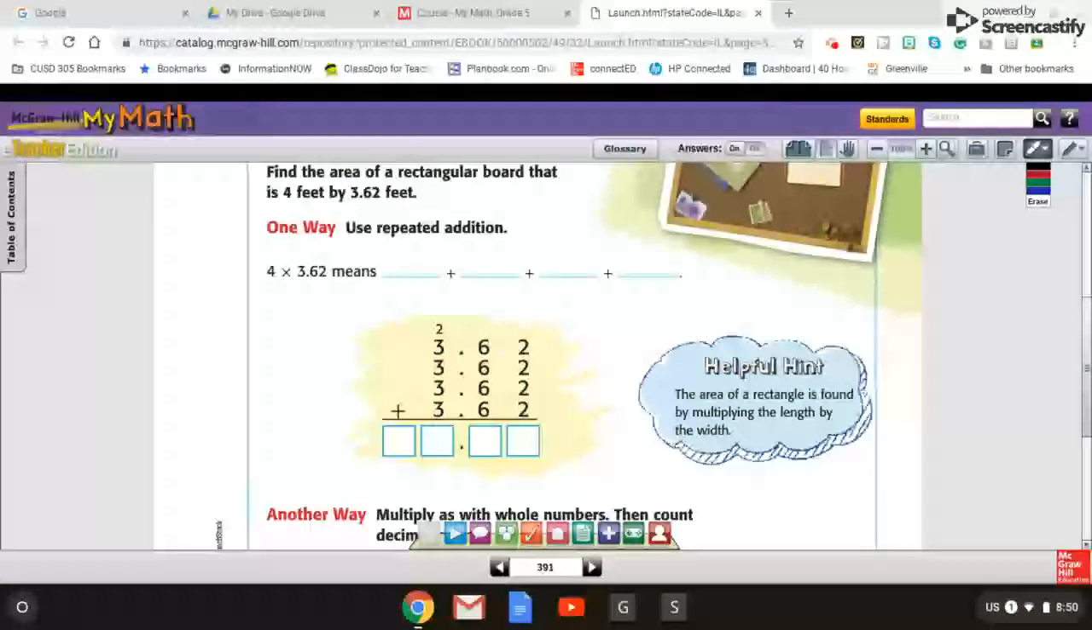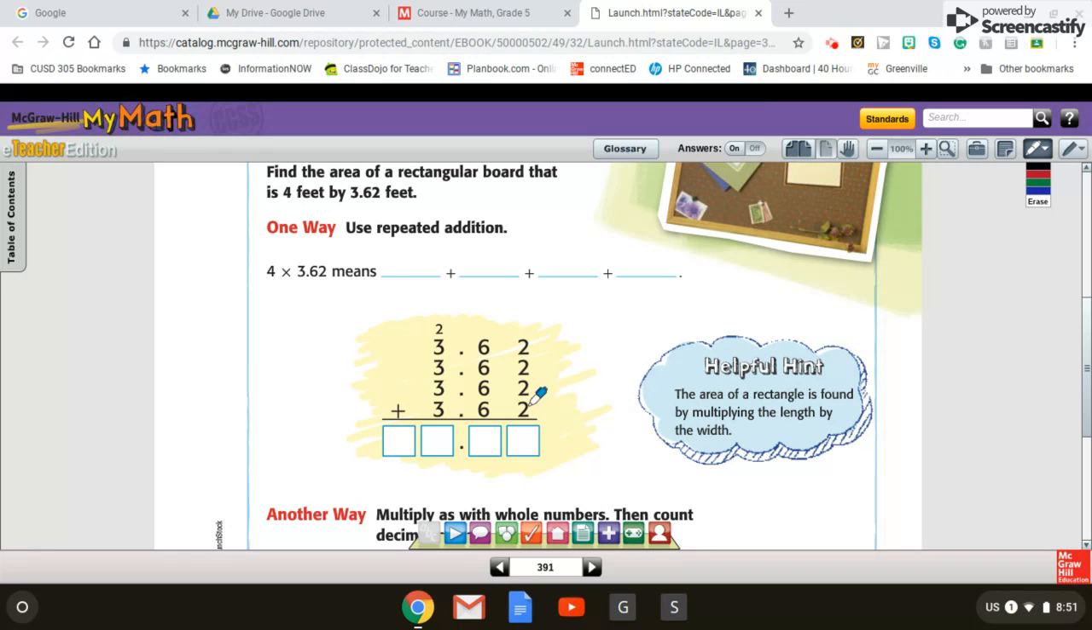could do it. One way to find the area of a rectangular board that is 4 feet by 3 and 6200 feet would be to use repeated addition. So repeated addition just means that you're taking 3 and 6200ths 4 times, because you're multiplying 4 times, so it's the same thing as adding it 4 times, which they've written down here. So you could write 3 and 6200ths up here 4 times. I'm not going to write it up here since it's hard to write with a mouse.